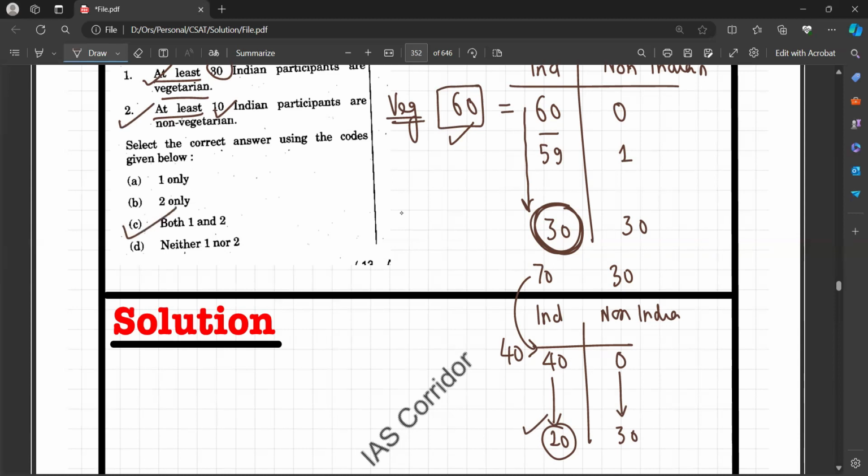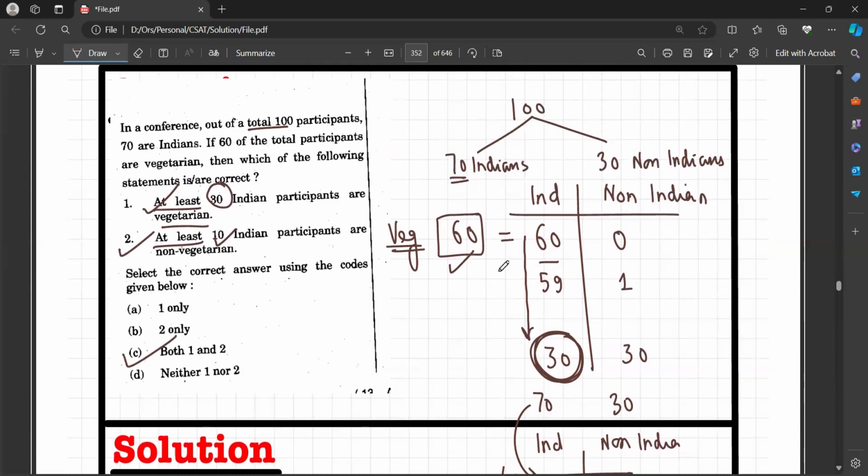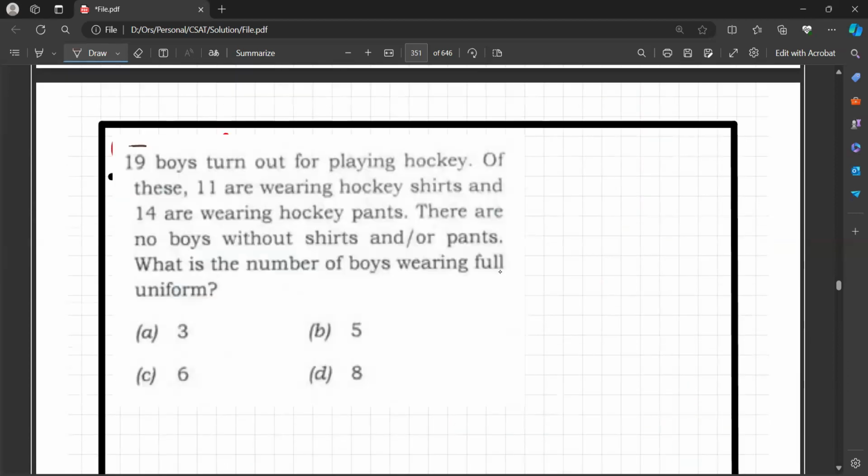Hence the answer is both 1 and 2. Got it? I hope you have got it from this tabular notation. Let us go to the next problem. 19 boys turn out for playing hockey.